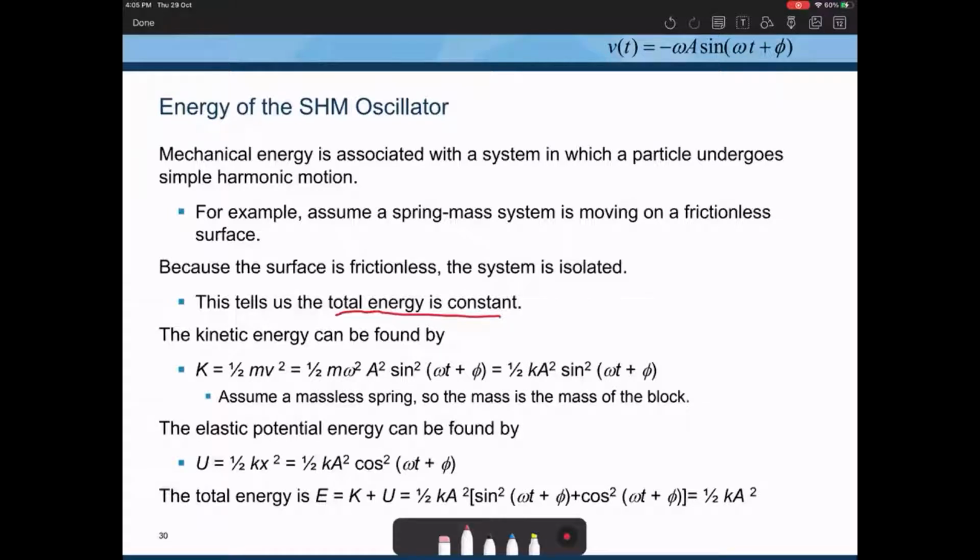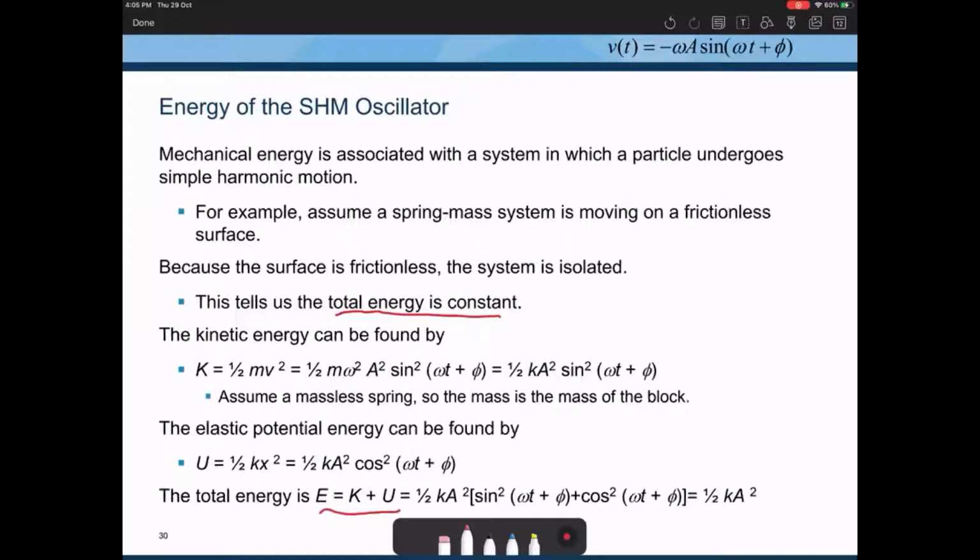From time to time, the particle is oscillating, that is moving, so it has kinetic energy. And from time to time, the spring would be extended, so there is elastic potential energy. Total energy of the system must be conserved. So the sum of the two must be a constant.